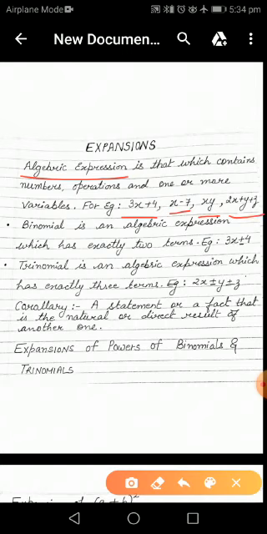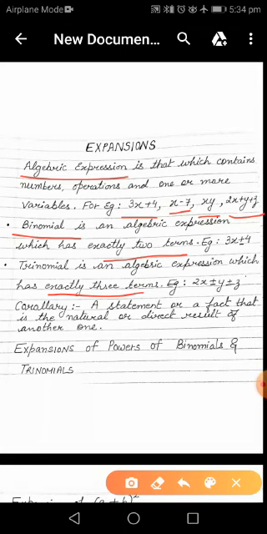Now algebraic expression can be classified according to the number of terms it contains. If an expression contains a single term or only one term, it is called a monomial. An expression which contains exactly two terms is called a binomial. For example, 3x plus minus 4. An expression which contains exactly three terms is called a trinomial. Example, 2x plus y plus z.